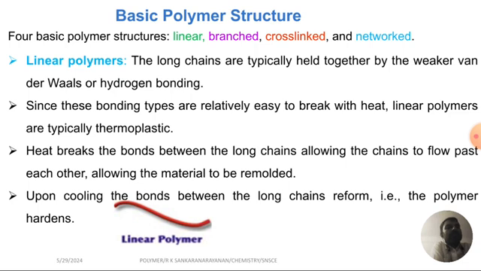If you heat it, what will happen? The linear structure will simply collapse and it will be a thermoplastic. If you apply temperature, the chain bonds will automatically break, allowing the chains to flow past each other and the material to be remolded. You can heat it and use it in another form. These types of linear polymers are useful for remolding plastics if you apply temperature.